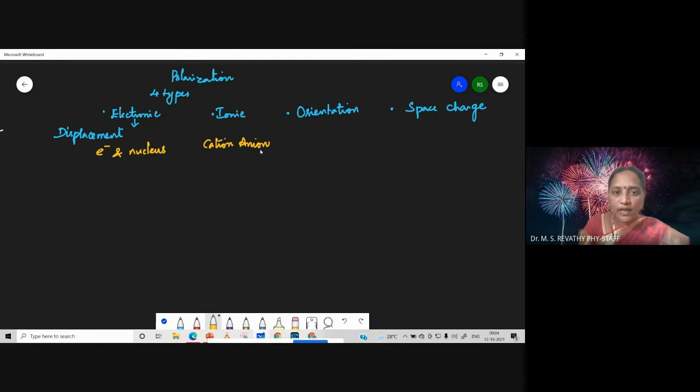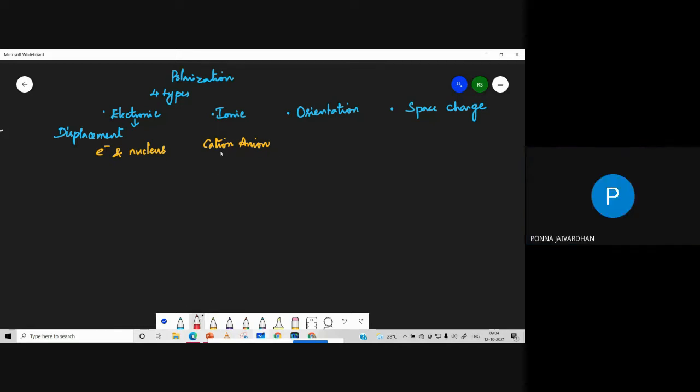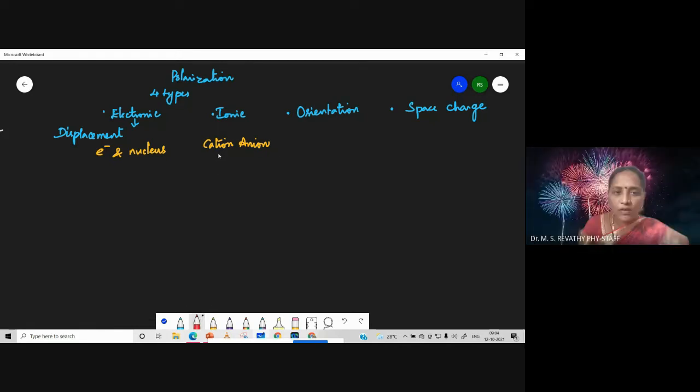In cation and anion, which is positive and which is negative? Cation is positive, anion is negative. The analog of cation and anion will be cathode and anode, where cathode is negative and anode is positive.